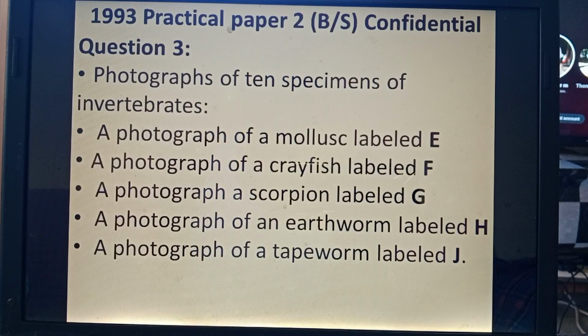Question 3, you had photographs of 10 specimens of invertebrates, where a photograph of a mollusk was labeled E, a photograph of a crayfish was labeled F, a photograph of a scorpion labeled G, a photograph of an earthworm labeled H, and a photograph of tapeworm labeled J. This question 3 can also be done by you having the actual specimens.